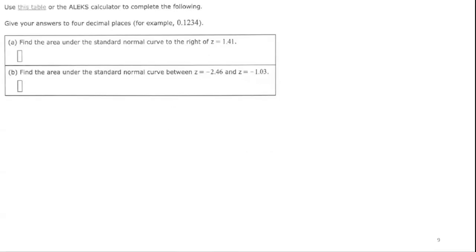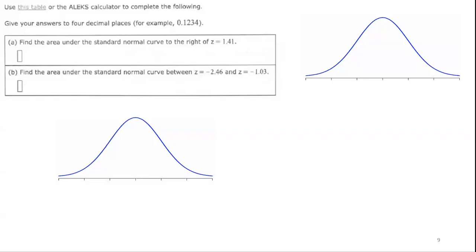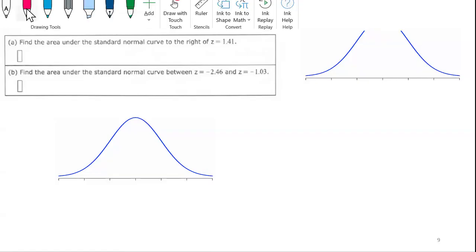All right. It says, use this table or the Alex calculator to complete the following. Give your answers to 4 decimal places. Okay. Find the area under the standard normal curve to the right of z equals 1.41. And then find the area under the standard normal curve between z equal to negative 2.46 and z equal to negative 1.03. All right, so let's look at the first question here.